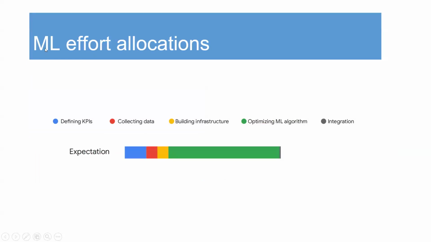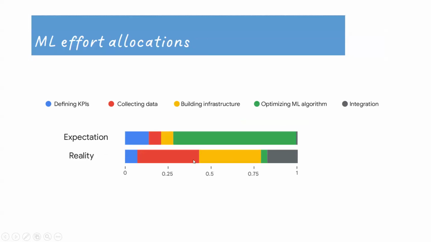So, ML effort allocation. This is where we spend more time in building an ML application. First is defining the KPI, collection of data, building infrastructure, optimizing the ML algorithm. This much effort we put in, and integration is a small part. But that is the expectation. The hard reality is that integration will take more time, while building infrastructure and optimizing the ML algorithm will take less time.